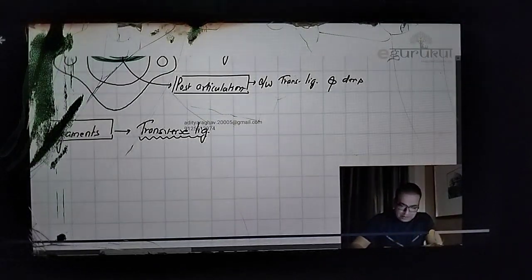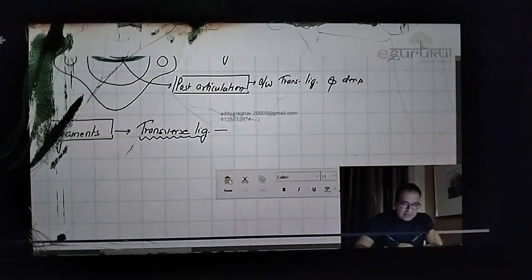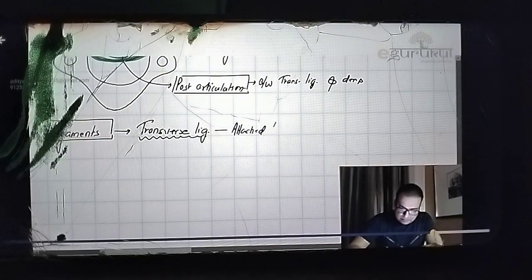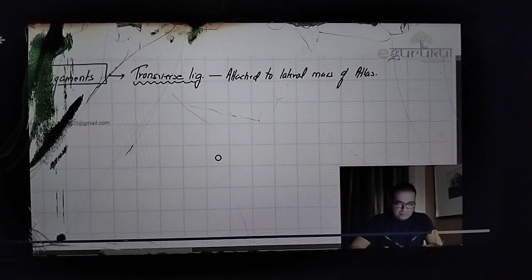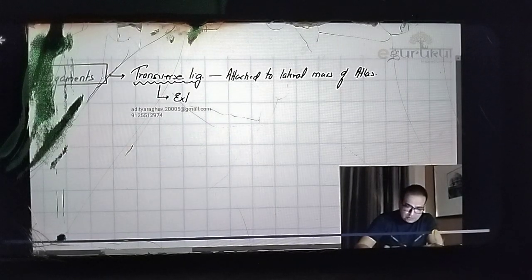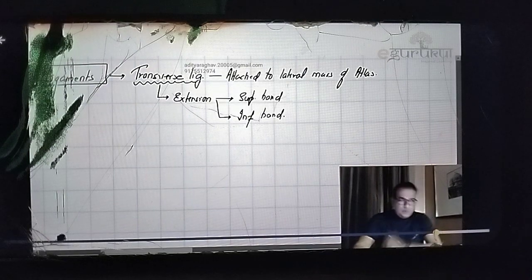Like the transverse ligament, it is basically attached where? It is attached to what? It is attached to the lateral mass of the atlas. Each side it is attached to the lateral mass of atlas itself. We also know that this transverse ligament has some extensions. Guys, what are the extensions? We have one extension called what band? Superior band. And another extension was the inferior band. The superior band and the inferior band.